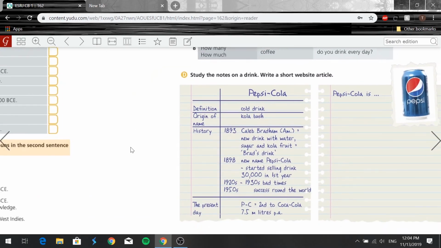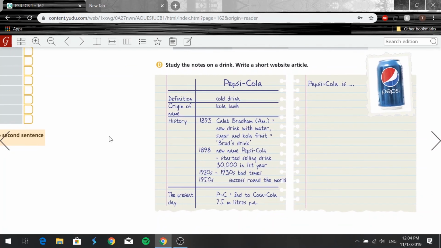Here we have exercise D. Study the notes on a drink and write a short, simple website article. Okay, so this is about Pepsi. Right, so we have the definition. It's a cold drink, and the origin of the name is, again, from a cola bush. Some notes about its history: in 1893, Caleb Bradham mixed a new drink with water, sugar, and the cola fruit, and called it Brad's drink.